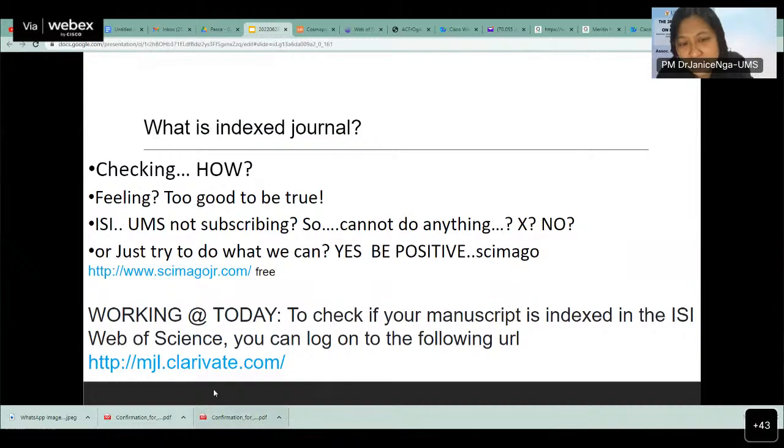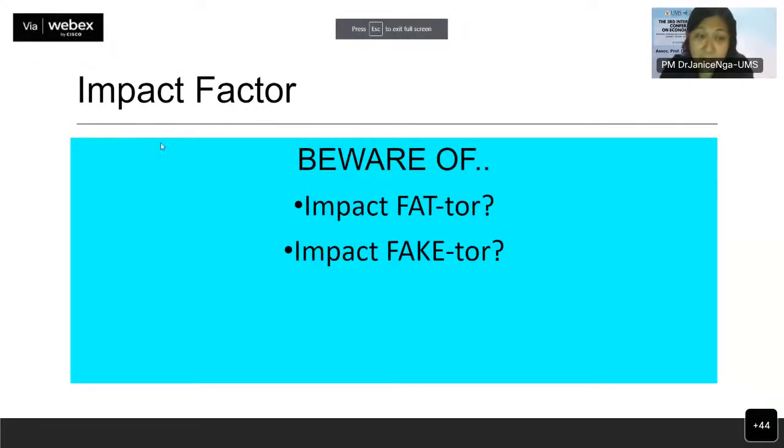These two, Scimago and the ISI Web of Science. Okay, so last time you cannot, so I find alternative. Don't need to go to UMS there and scold the Bendahari or the library for why they don't subscribe to ISI anymore. Good thing they don't subscribe and then they subscribe to a lower rate. Okay, but anyway.